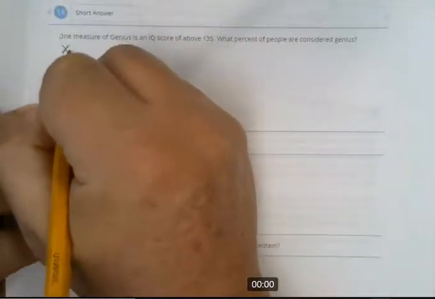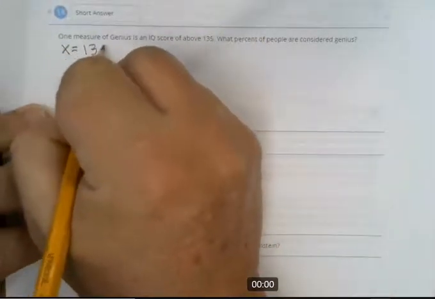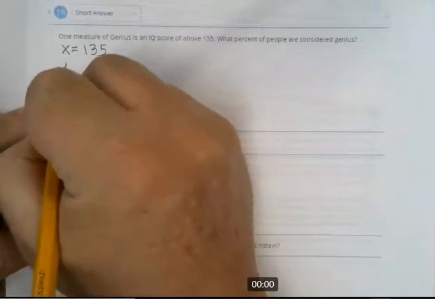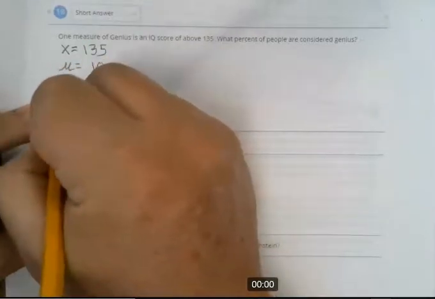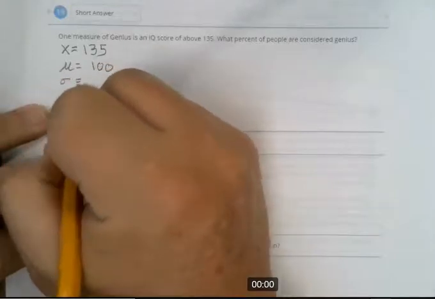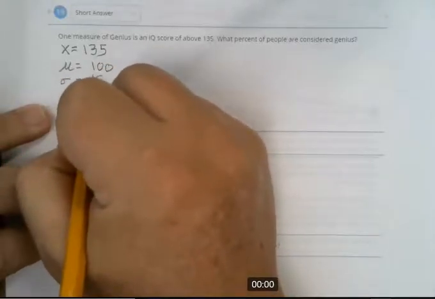So real quickly, our X is 135, the value we're interested in. Mu, the mean, is 100. And sigma, standard deviation, is 15.